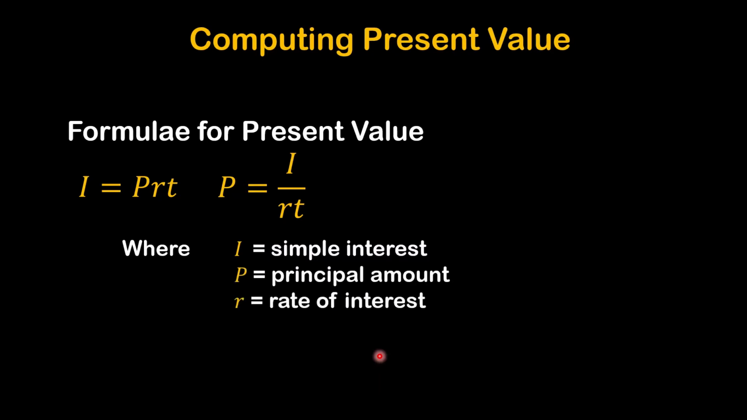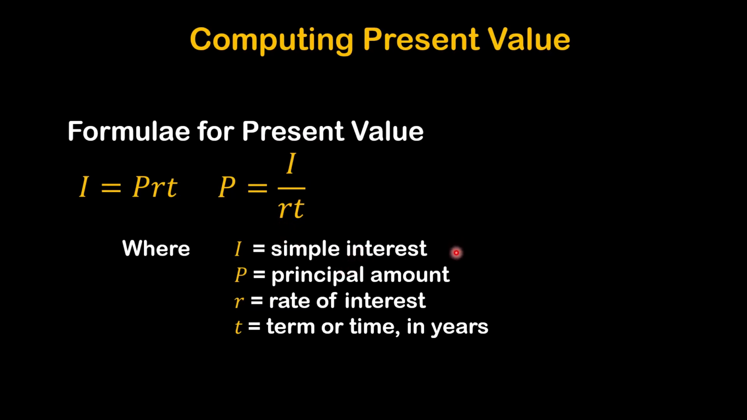R is the rate of interest. T is the term or time in years. This is the formula we usually use when the unknown is the present value and the interest is given. So, this is the formula that we are going to use if the interest is given and the principal amount is unknown.